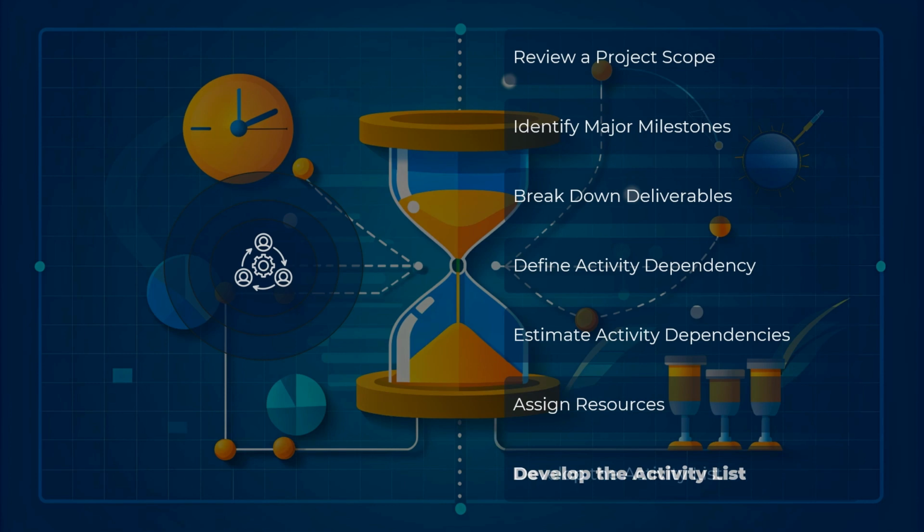In conclusion, defining project activities involves a series of structured steps: reviewing the project scope, identifying major milestones, breaking down deliverables, defining activity dependencies, estimating durations, assigning resources, and developing the activity list. By following these steps, project managers can ensure thorough planning and effective execution, leading to successful project outcomes.